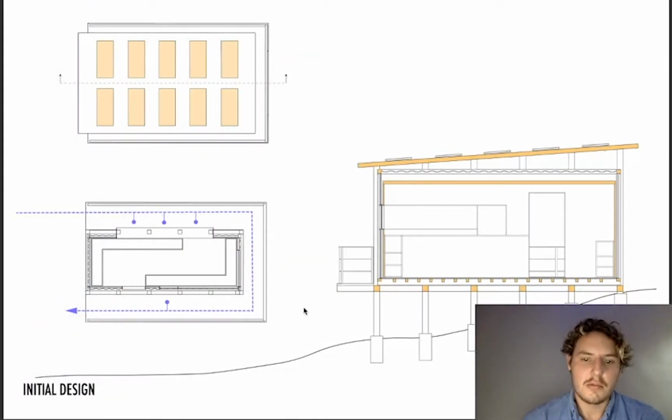So my initial design, which I think you saw in the last video, we can see here the topography and how it will be playing off of it. So here we have the entrance in a section view and what it would kind of look like.